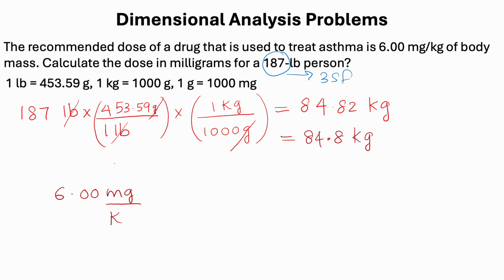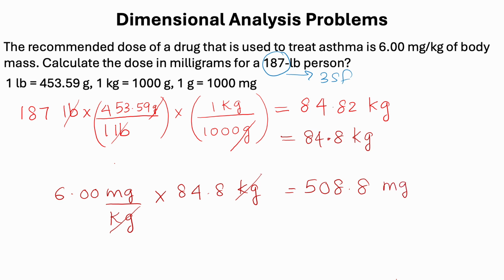Now, in order to calculate the dose in milligrams for this person, we know 6 milligrams is for 1 kilo. You multiply this by the person's weight, 84.8 kilograms. That will give you the dose in milligrams for this person. So you multiply 84.8 by 6. That gives you 508.8, and you can see kilograms and kilograms will cancel out and you have the dose in milligrams.